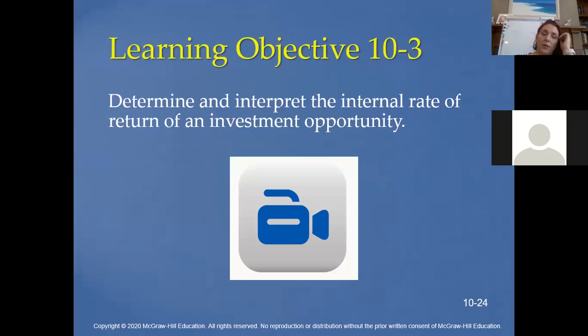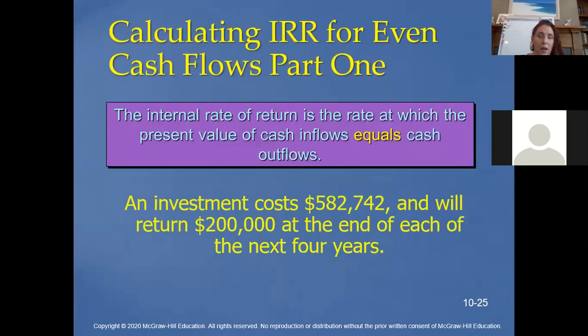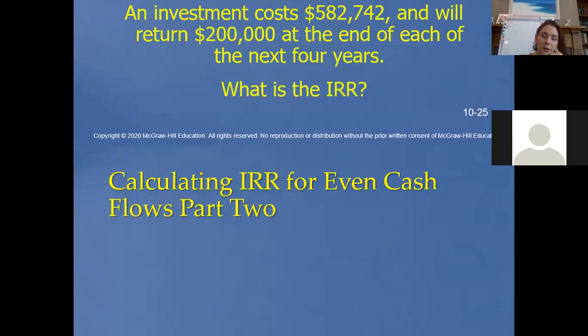I do want to talk about internal rate of return. We are not going to calculate it because it does require present value, but I want you to know what it is. So it is where the present value of cash inflows must equal the cash outflows. The investment costs 582,000 and will return 200,000 at the end of each of the next 4 years.